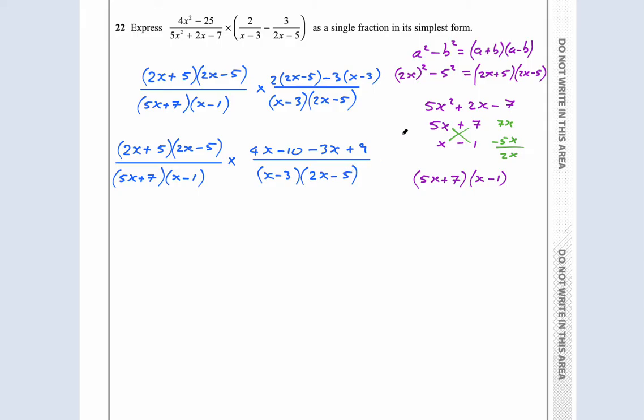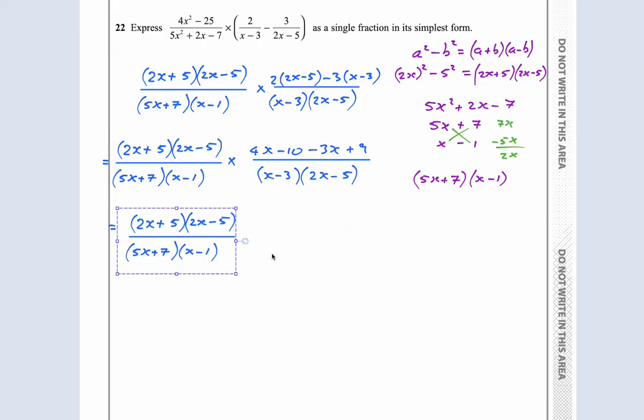Okay, this I should say is equal. This equals this. I'm going to copy and paste again. This, I like this. It's factorized. It's nice. I'm hoping things cancel. Leave it like that. This then becomes 4x minus 3x is x, and minus 10 plus 9 is minus 1. Nice. So this is just one nice thing here. And then this is x minus 3 times 2x minus 5.